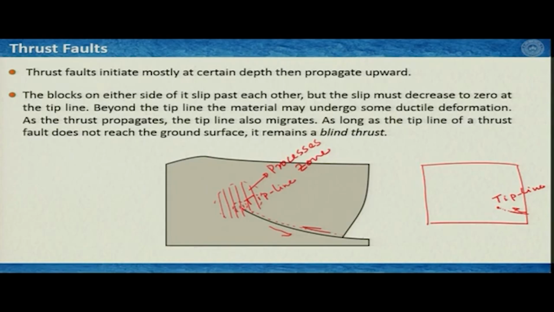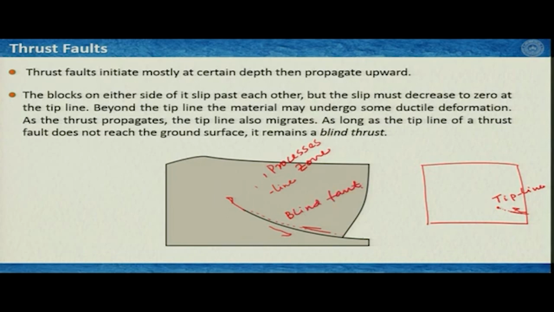Now as the thrust propagates, the tip line here also starts migrating. Now as long as the tip line of the thrust fault does not reach the ground surface, so it stays below the surface, then this is known as a blind fault.